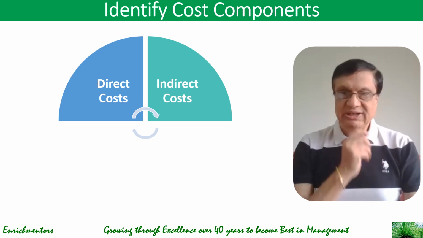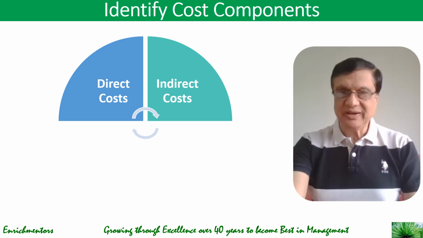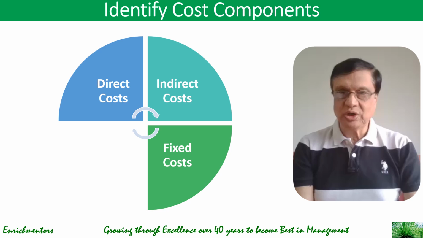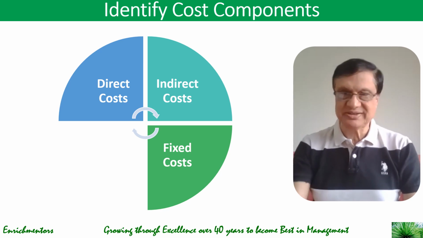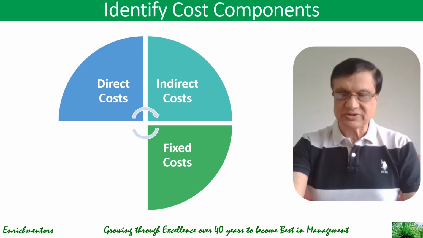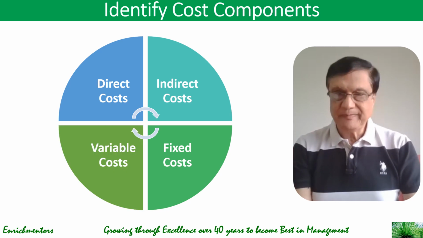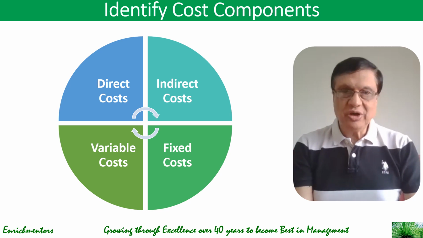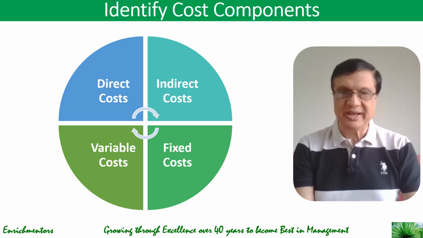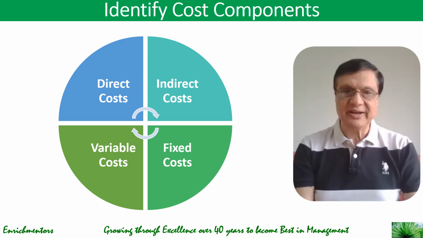Then the other two types of costs are fixed costs, costs that do not change with the level of production, like rents and salaries of permanent staff. And then the variable costs, costs that vary with production level, including materials and hourly wage. So a cost could be a direct variable cost, a direct fixed cost, an indirect variable cost or an indirect fixed cost.